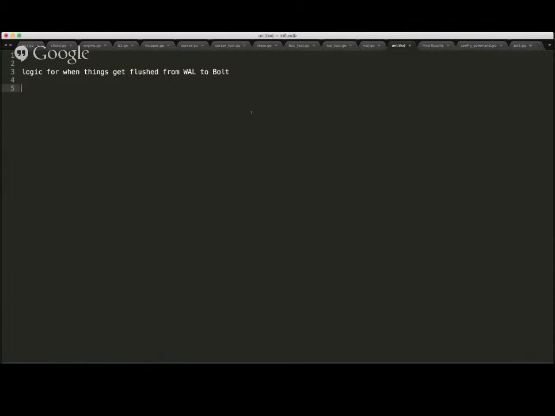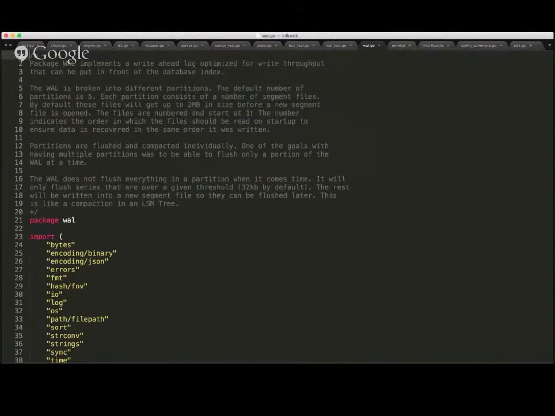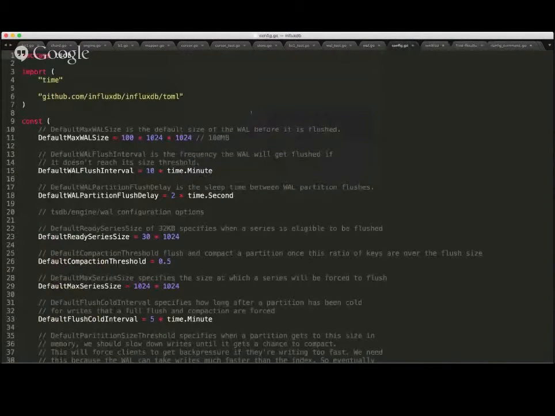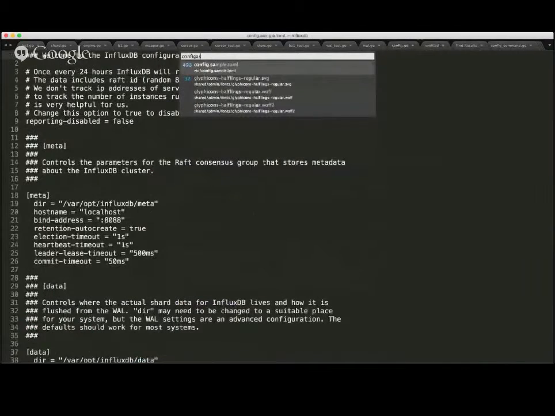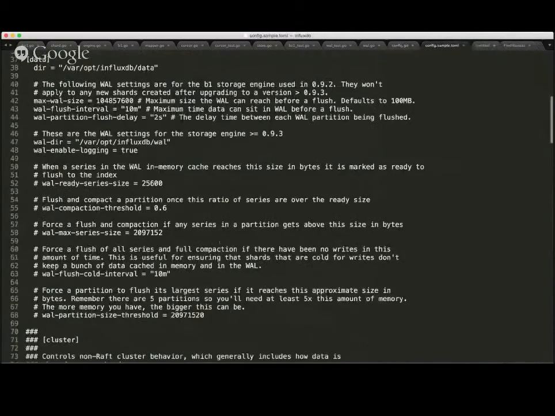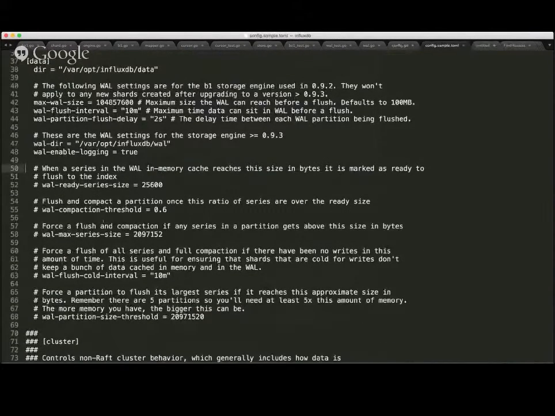Our goal here is to get to a certain number of data points so they can be flushed in a compressed block altogether. So what we call the series ready size, right? By default, I think it's 20 kilobytes or something. Actually, the series ready size is exposed as an option in the config. If you look at the config, you can see all these controls about when the WAL gets flushed.